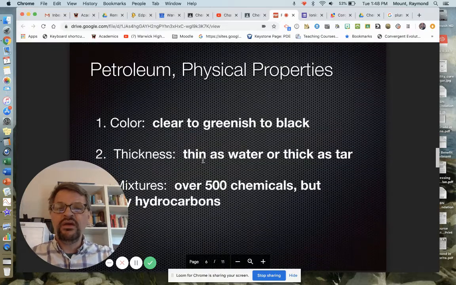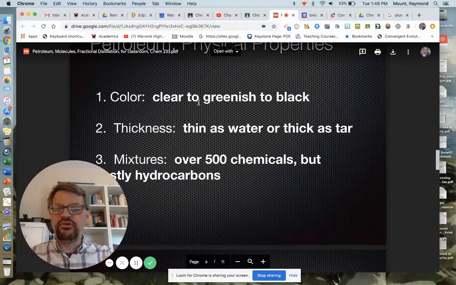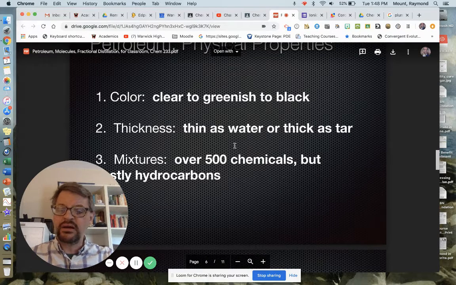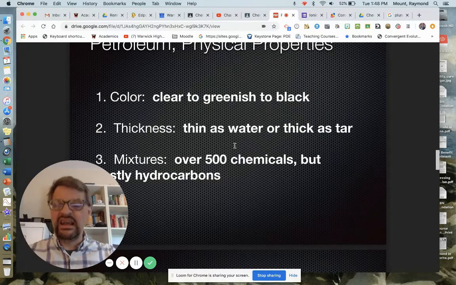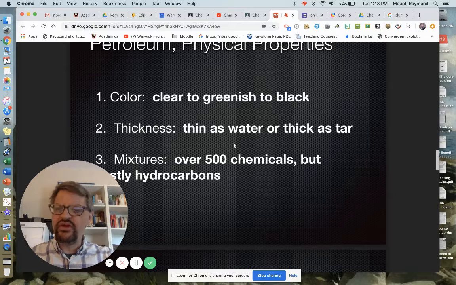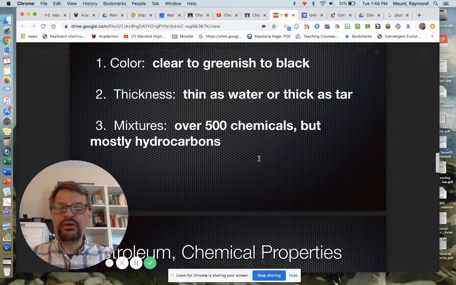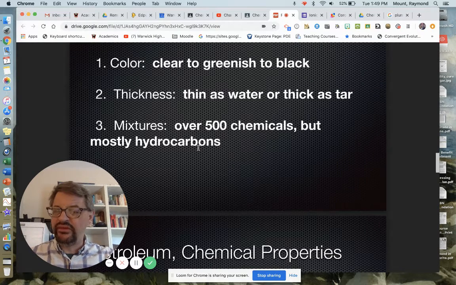What else here? So some basic physical characteristics, physical properties. Petroleum can be anywhere from clear to greenish to even black. The thickness can vary, and it depends on what's in it. Again, it is a mixture, and those mixtures can vary. It can be very thin, it can be very thick. And typically, petroleum is a mixture of over 500 different chemicals, usually different hydrocarbons. And again, that's a molecule made of carbon and hydrogen.